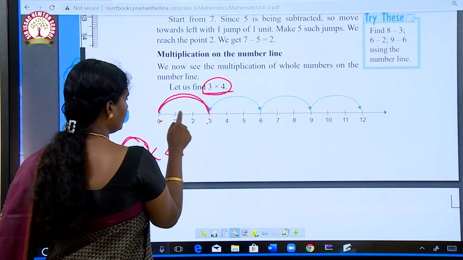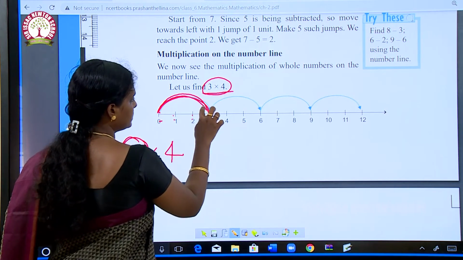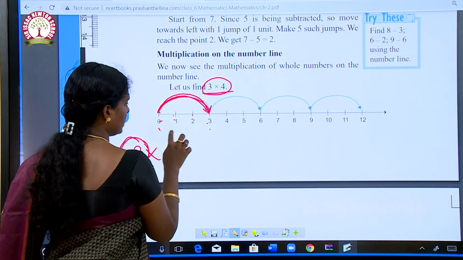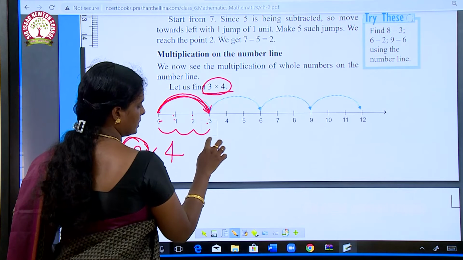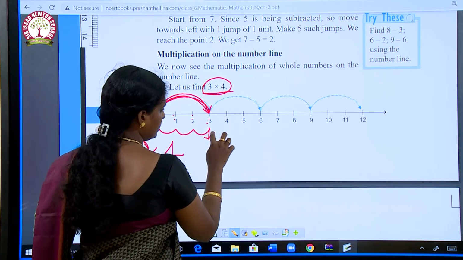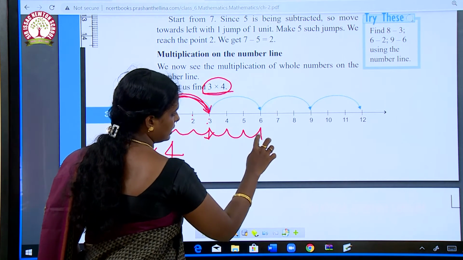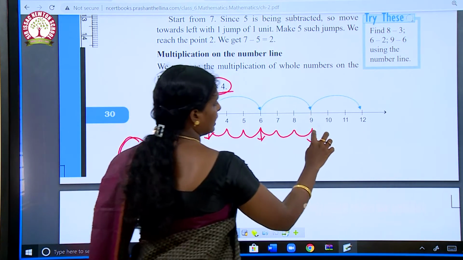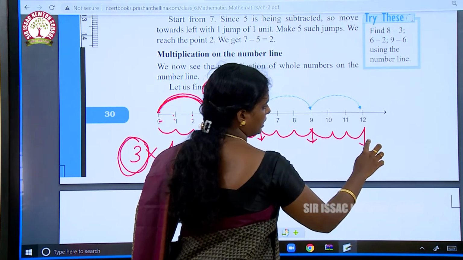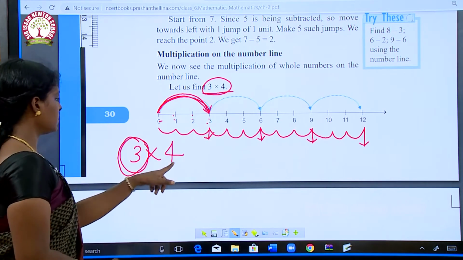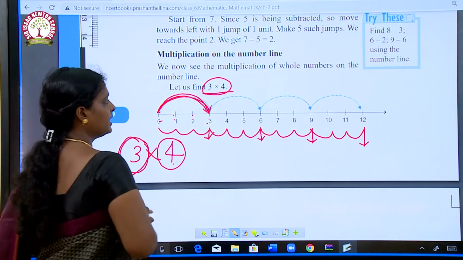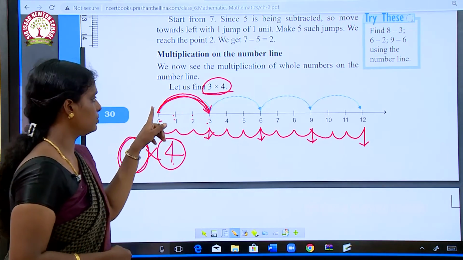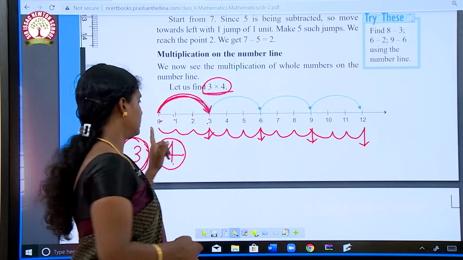So count it 1, 2, 3. We have to jump 3 steps. So mark 3 here, and then again 1, 2, 3 here, and then 1, 2, 3 here, and 1, 2, 3. And what is the work for 4? We have to jump 4 times.